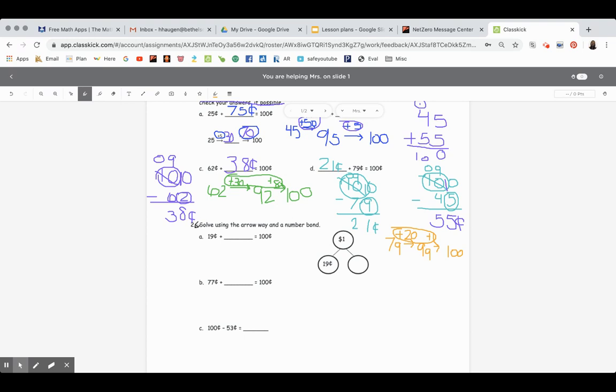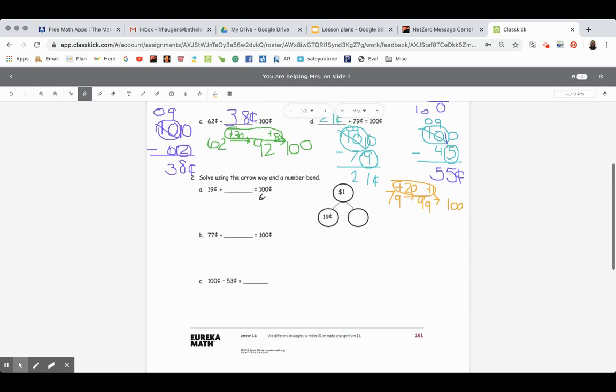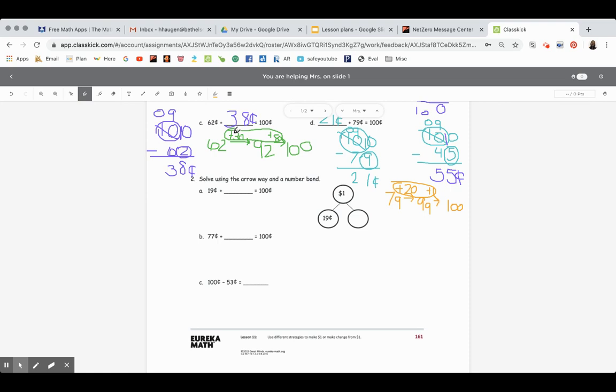On the bottom, they want us to solve using the arrow way, and they want us to draw a number bond. Drawing the number bond, I'm not going to require this on the homework. However, drawing a number bond helps us understand whether we need to add or subtract. This is what we were talking about earlier. When we were doing problem C and D, for example, we were talking about how we were missing a part, how the 100 was our total, so that went up here at the top.